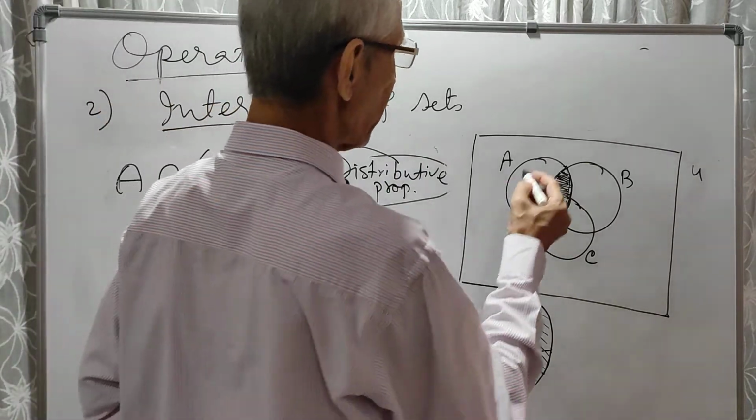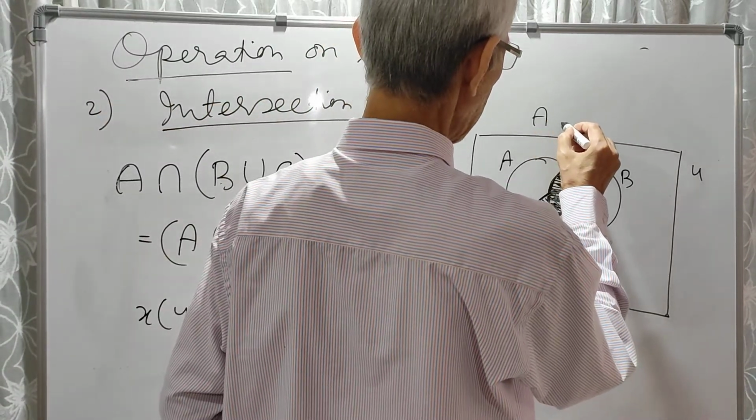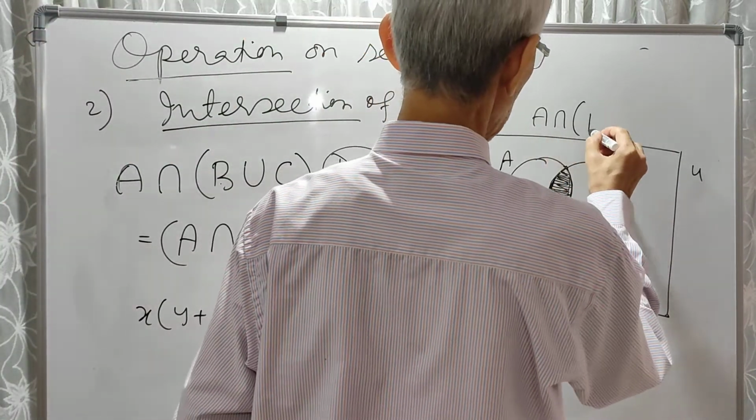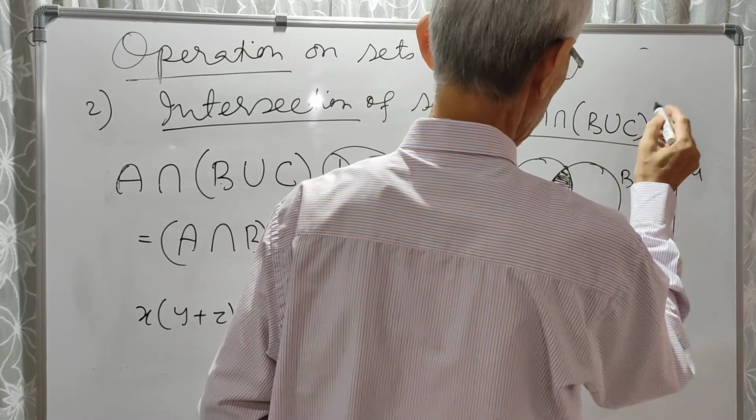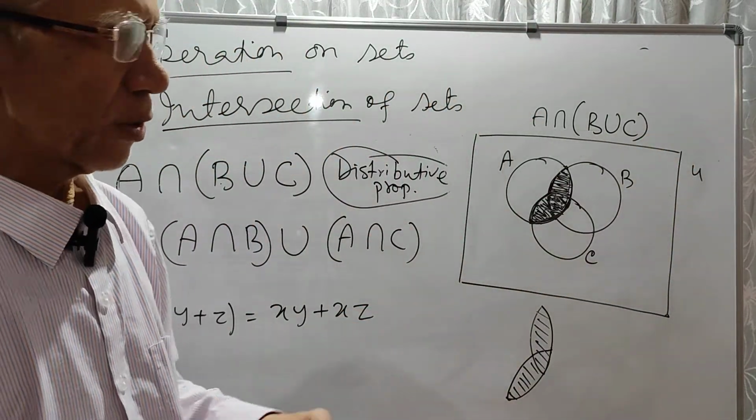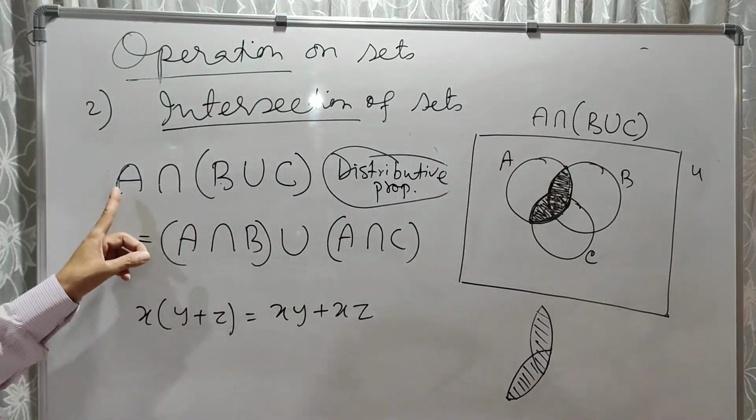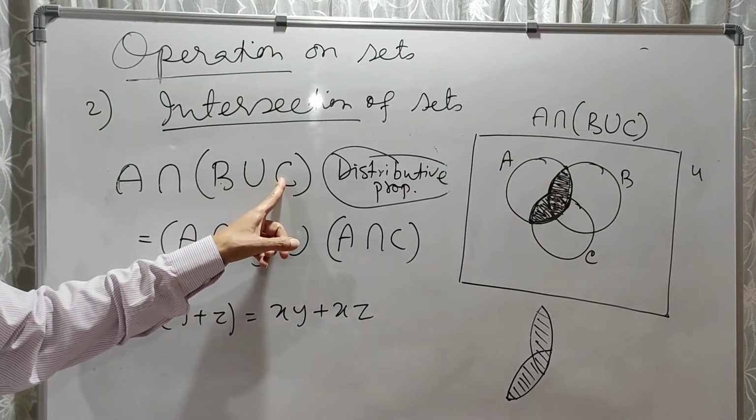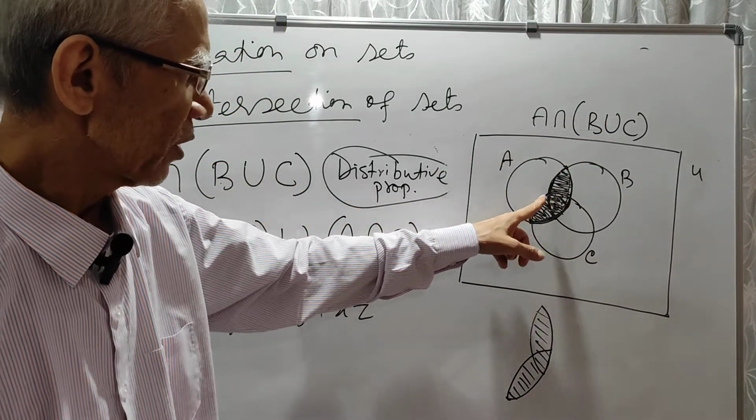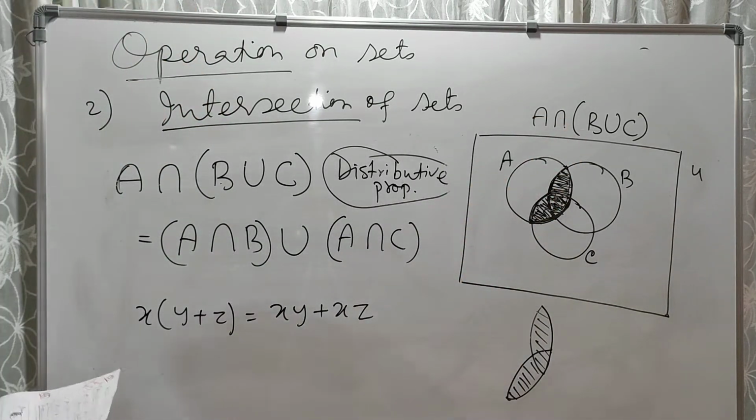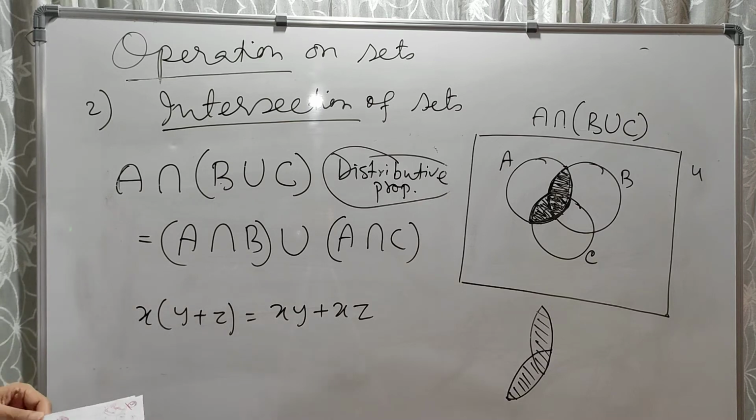So this shaded part represents A intersection B union C. Suppose in the exam you are asked to represent by Venn diagram A intersection B union C. So that will be this region. This is the answer. So this shaded portion represents A intersection B union C. All right.